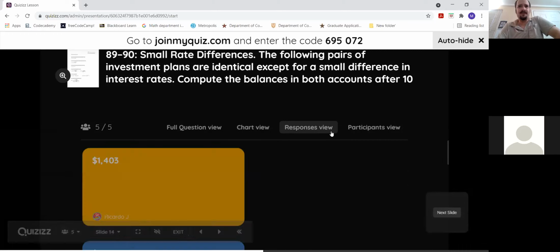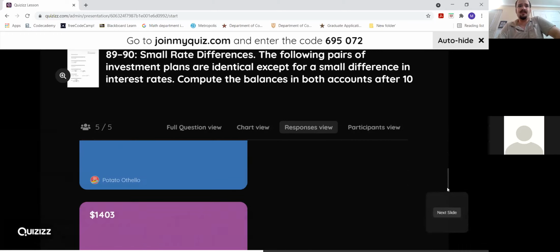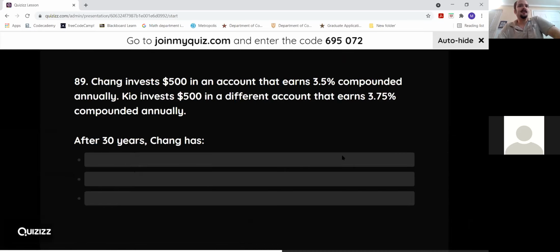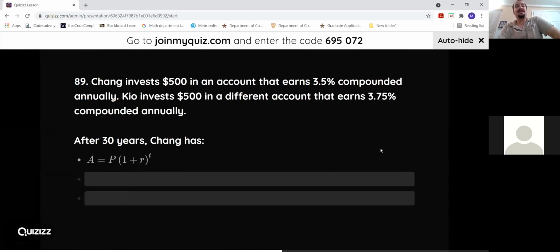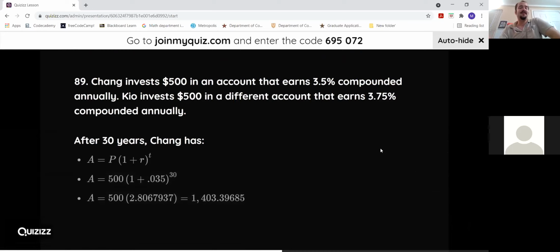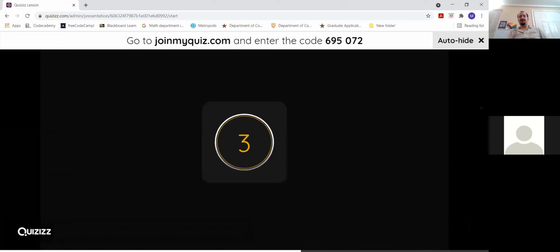It should be 1403. What are y'all telling me? 1403. 1404. Okay, good. Okay, so this is the same thing, but now we're doing 30 years. So instead of 10, it is 30 up there. We get a different number that we multiply by 500. But it is 1403, 1404 is good.